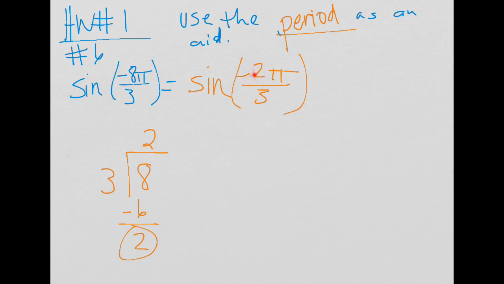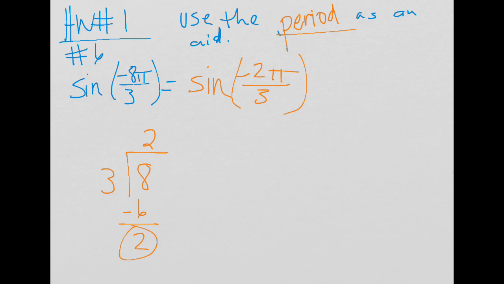So I needed the remainder to get a new numerator, but my negative still stays the same, the pi is still there, the 3 is still there. The only thing I'm changing is that 8 to a 2. And how I got that 2 was the remainder when I divided. Does anybody have any questions about that? Okay.